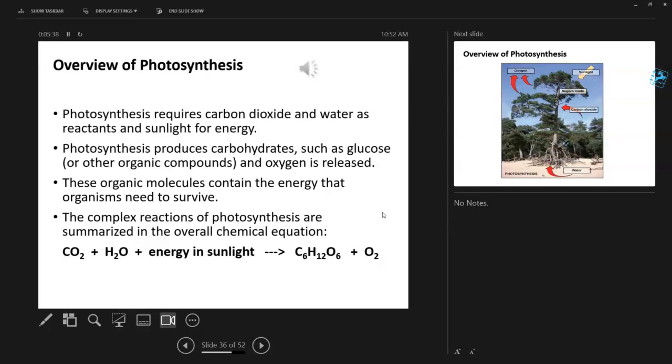Just like aerobic cellular respiration, it's not as simple as just one chemical reaction. There's a bunch of steps represented by that arrow, and we'll look at those steps a little bit.